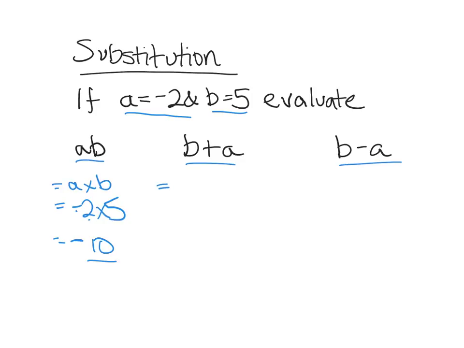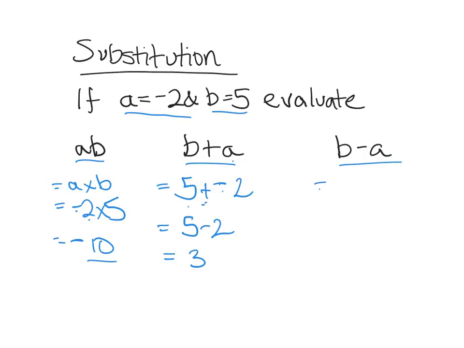For the second one, b plus a: if b is equal to 5 plus and a is equal to minus 2, so 5 plus minus 2, well, plus and minus becomes a minus, and 5 take away 2 is 3.